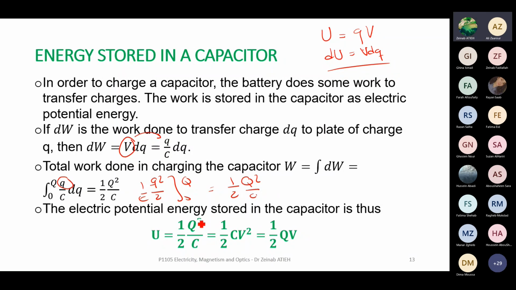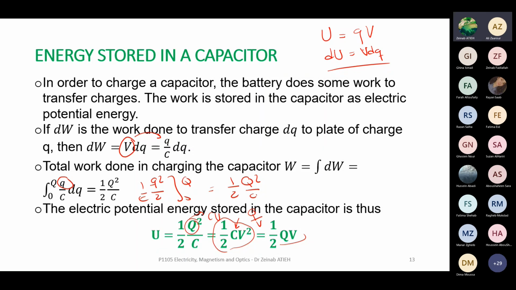You all know that we can replace Q by CV. If we replace Q by CV, we will get half CV squared. And if we replace C by Q over V, we will get half QV. So we have three formulas for the energy. You can call it U, you can call it W, as you like; I've called it U here. So it's half Q squared over C, equals half CV squared, equals half QV.